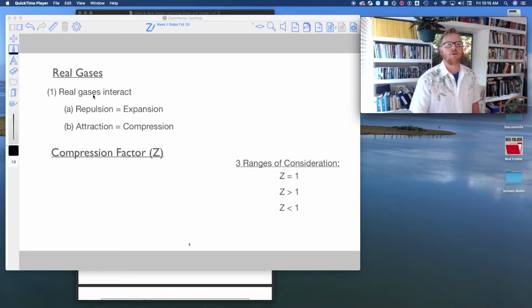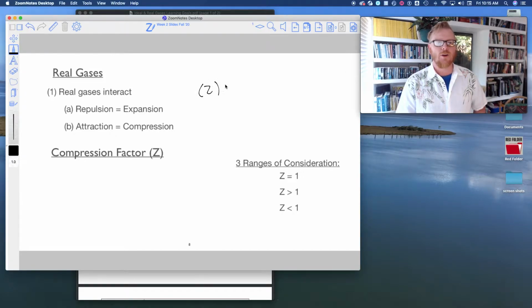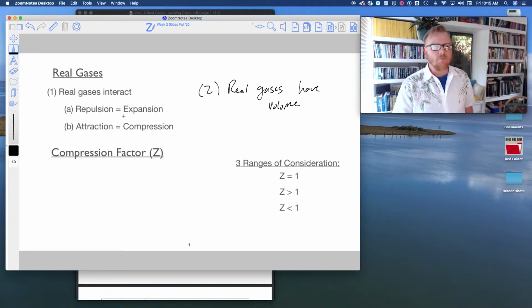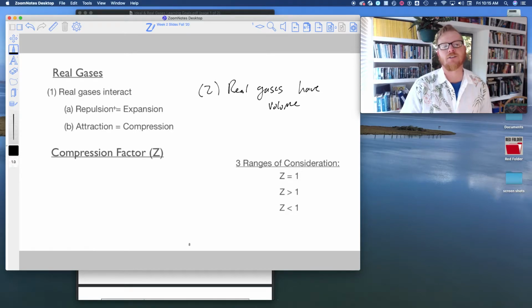Okay, so number one, real gases interact. We also know real gases have volume. Okay, but I'm not going to focus on that as much for right now. This is what we want to talk about. Okay, so real gases interact, and there's two types of interactions: attraction or repulsion.